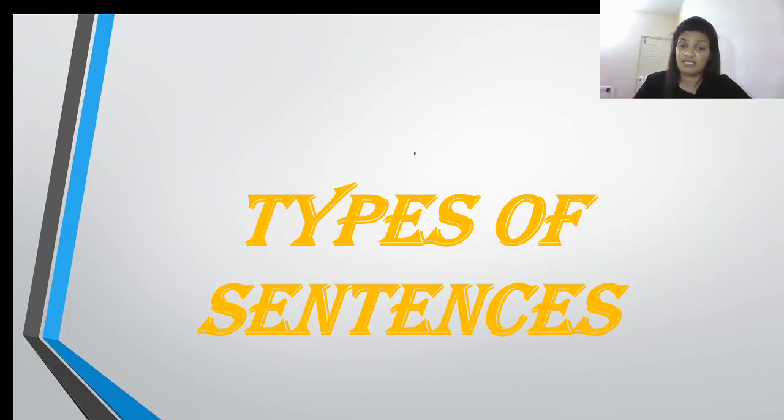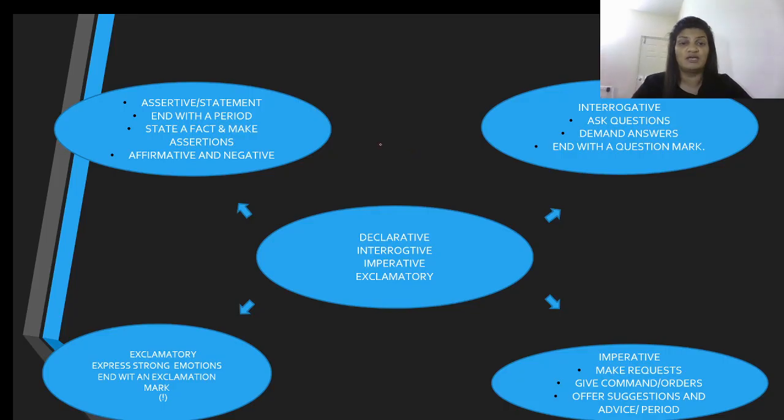Well, we have different types of sentences. To start with, we have declarative, interrogative, imperative, and exclamatory sentences. Declarative sentences are also called assertive sentences or statements. These statements end with a period and they state a fact and make assertions. They are further divided into affirmative and negative sentences.